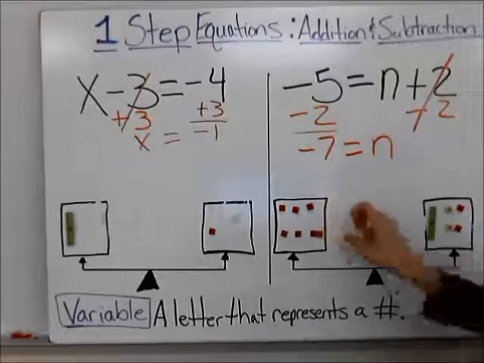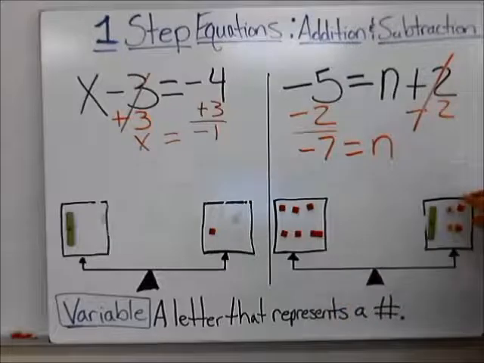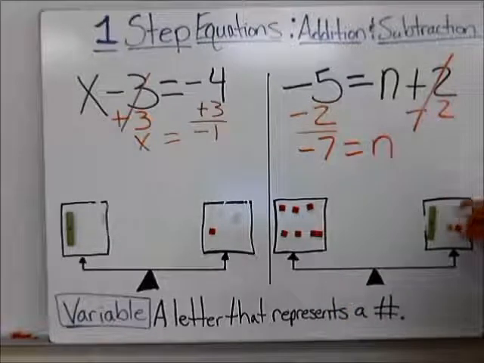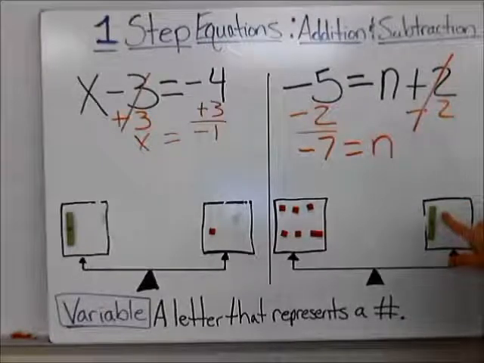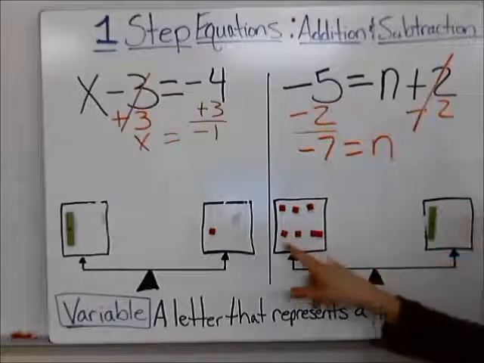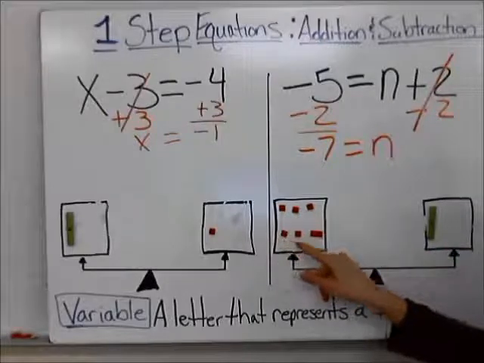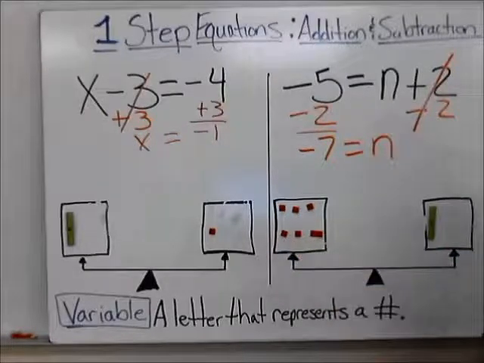subtract 2. Now when I do that, over here on this side, these are going to cancel out because a positive and a negative together just cancel. I'm left with n all by itself, or my variable alone. And on this side, I have 1, 2, 3, 4, 5, 6, 7 negative chips.